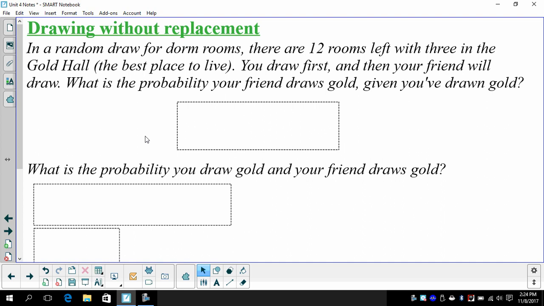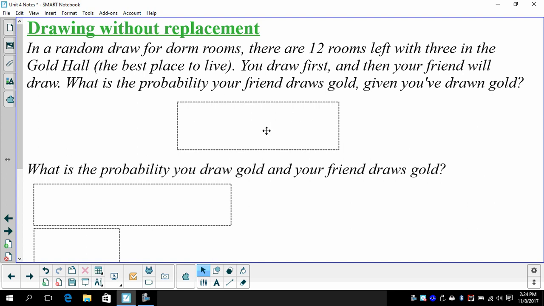So we have something that changes in probabilities here if we take out an option and don't put it back in. We have this scenario here where we're randomly drawing for dorm rooms. There are 12 rooms left, and there are 3 in the gold hall, which is the place you really want to live. So the first time somebody draws, there's 3 chances out of 12 that you'll get a gold hall room.